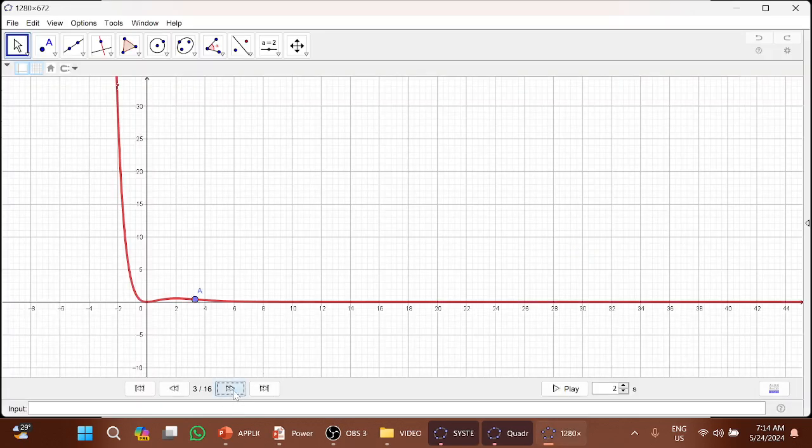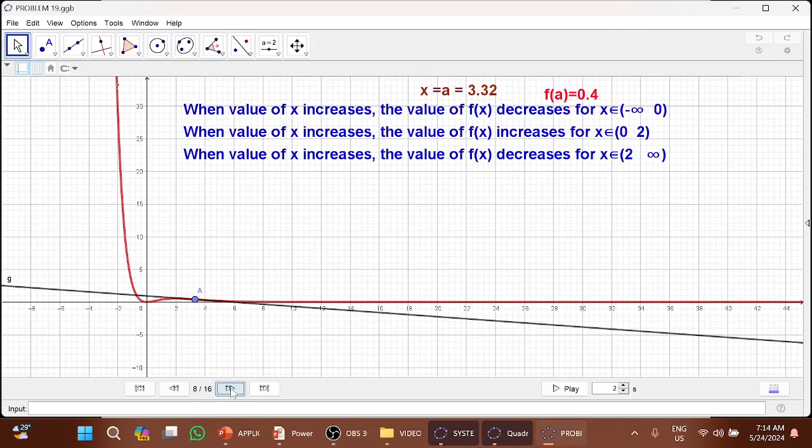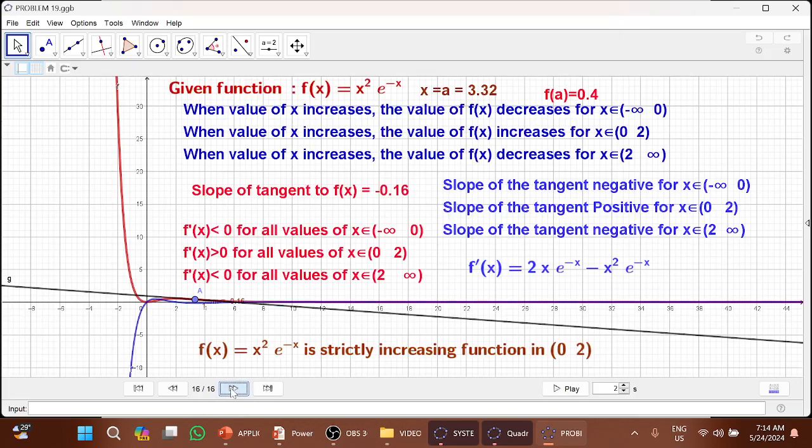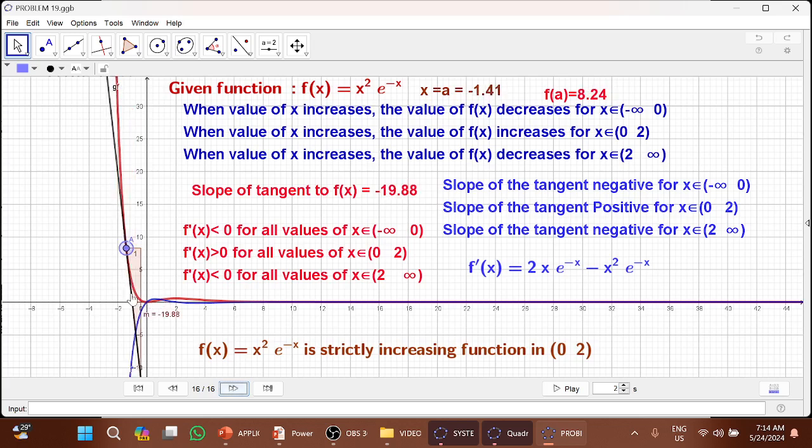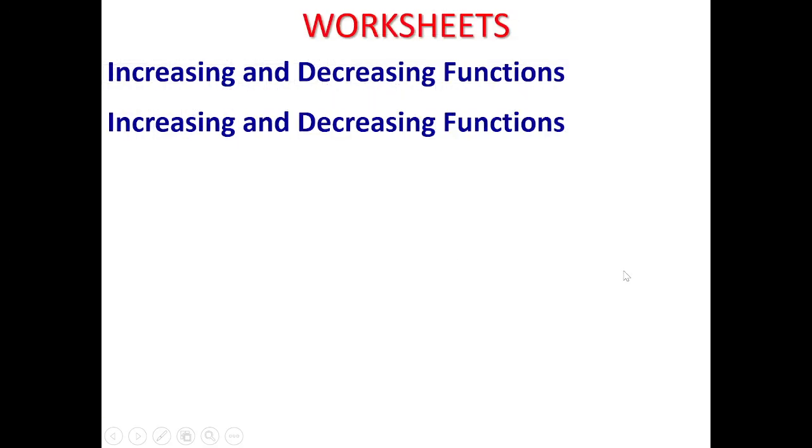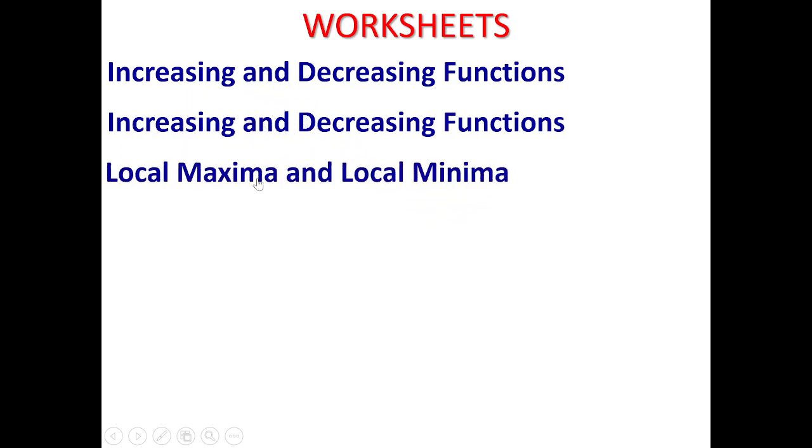Now here I have taken one problem from our textbook, x square into e power minus x. Again the same thing, we can show them how the slope of the tangent is negative, and how the slope of the tangent is positive also. Is it okay? For all the problems in our textbook, we can make an individual GeoGebra worksheet for increasing, decreasing, maxima, minima. Let us go to local maxima and local minima.